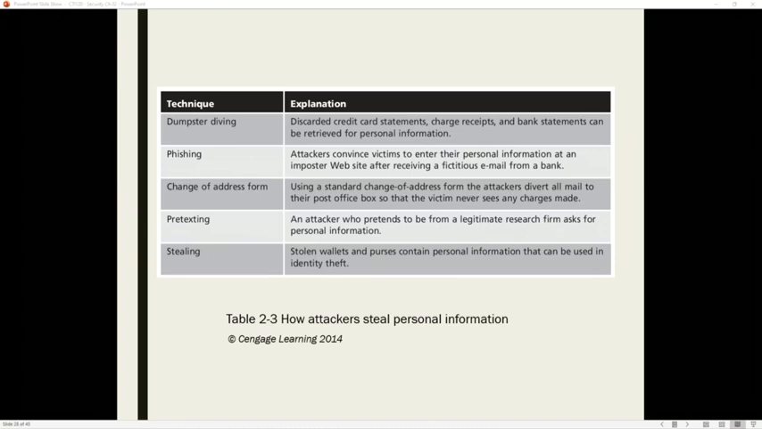Phishing, as we talked about, is trying to get that personal information by means of interception or capture. Change of address forms. This was something that until I started teaching this course I was not aware was quite so prevalent. This is where they divert mail from a standard location to a post office box so that if a line of credit is created or things like that, the victim never sees anything that shows up.